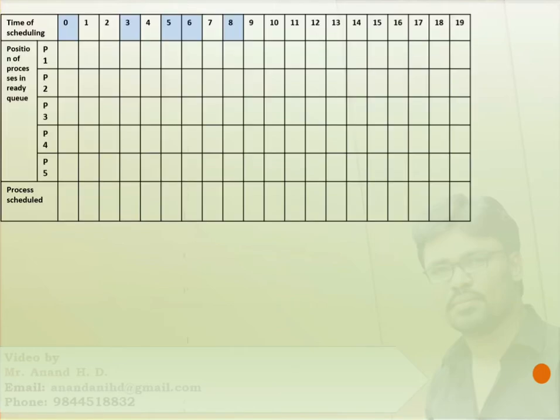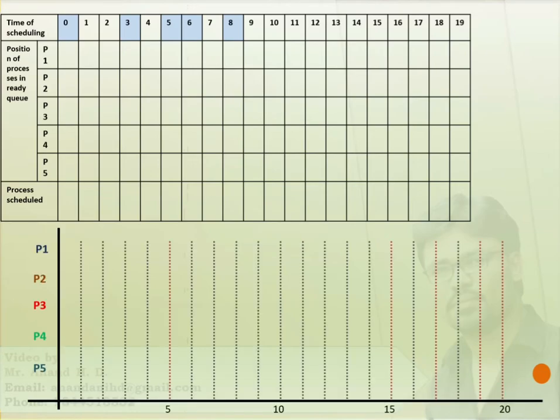For this, let us consider a table wherein row 1 shows the time of scheduling, the next 5 rows show the position of processes P1, P2, P3, P4 and P5 in the ready queue, and the last row shows the process which is selected or scheduled based on the round robin scheduling policy. Simultaneously, let us also consider the timing diagram wherein on the x-axis we have time units, and on the y-axis we have processes P1, P2, P3, P4 and P5.